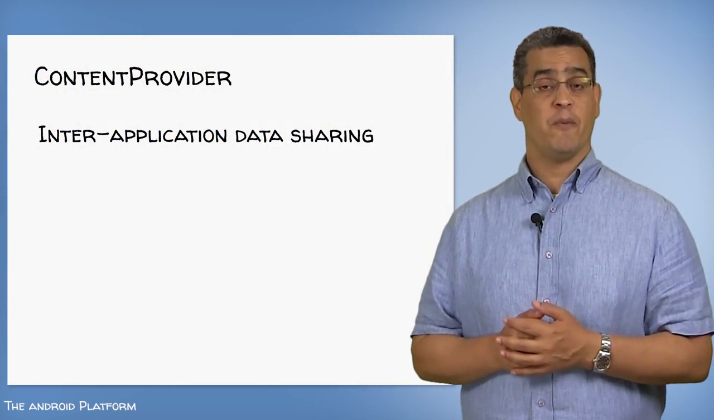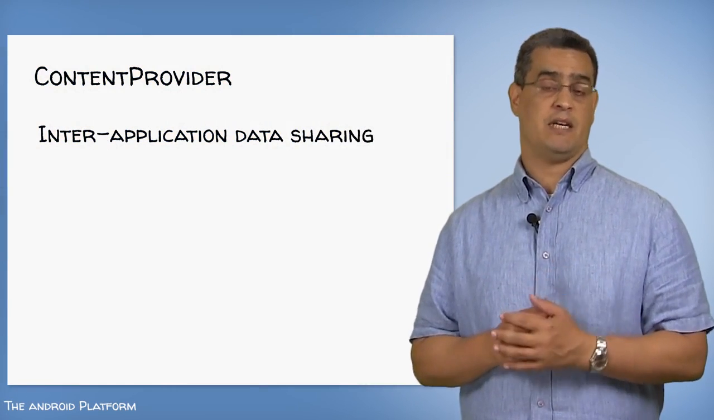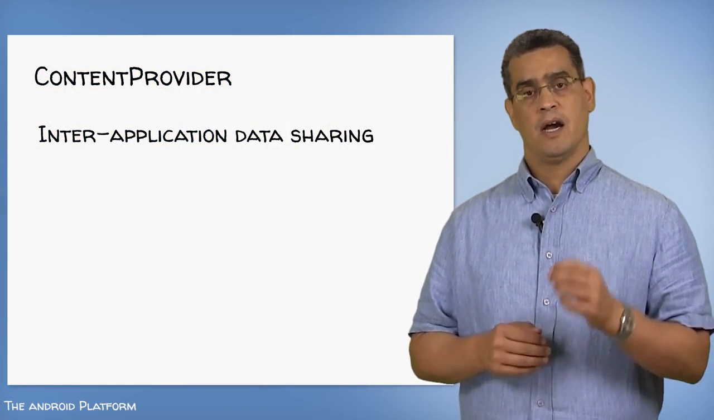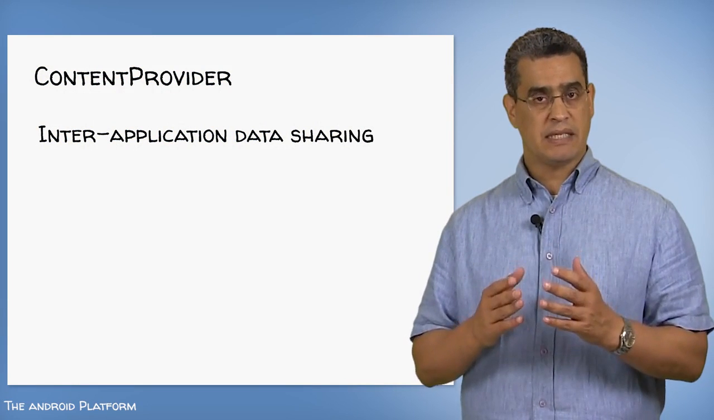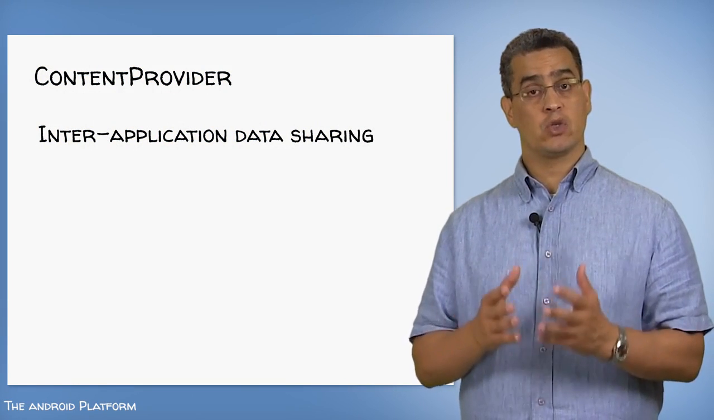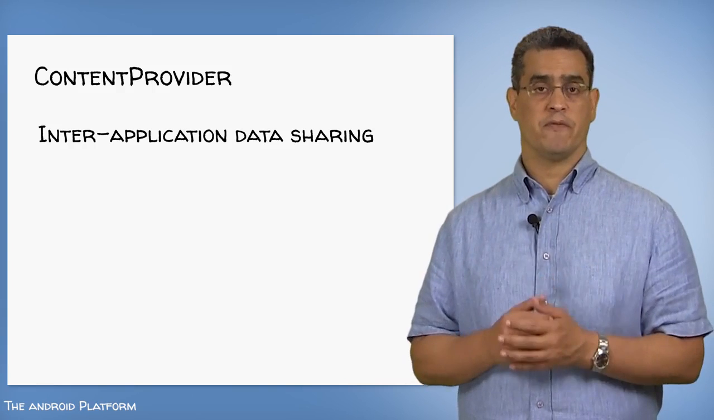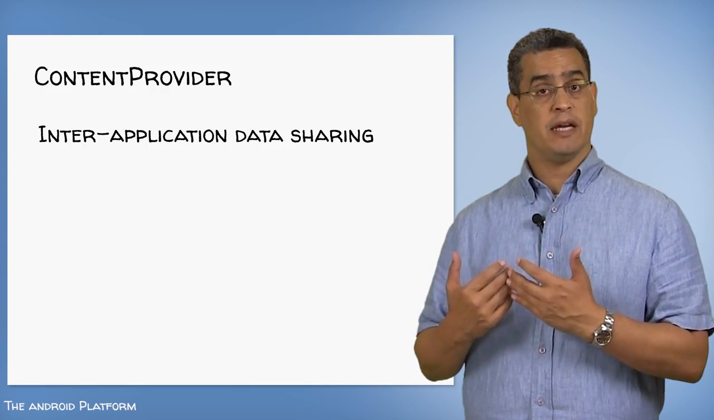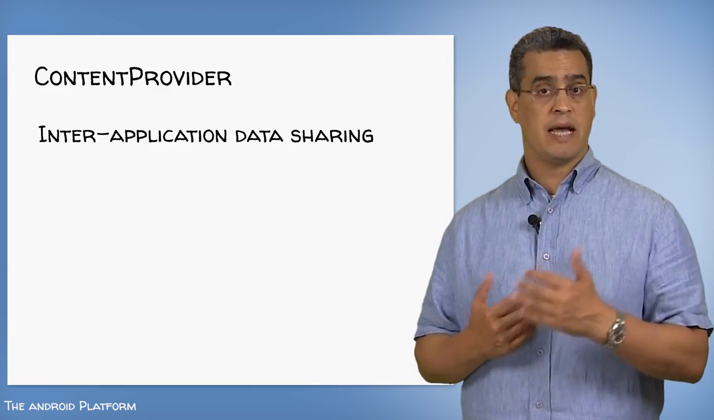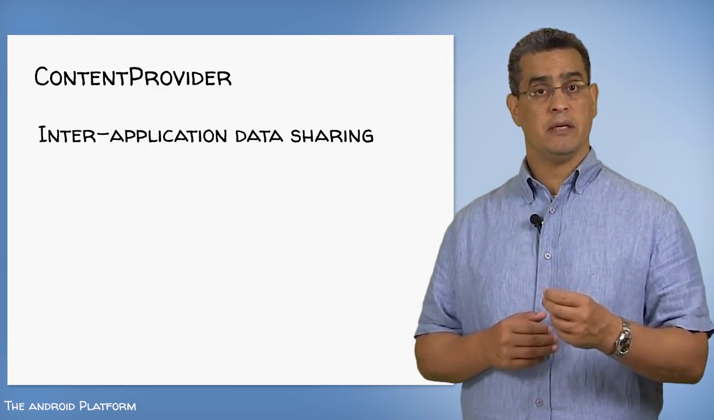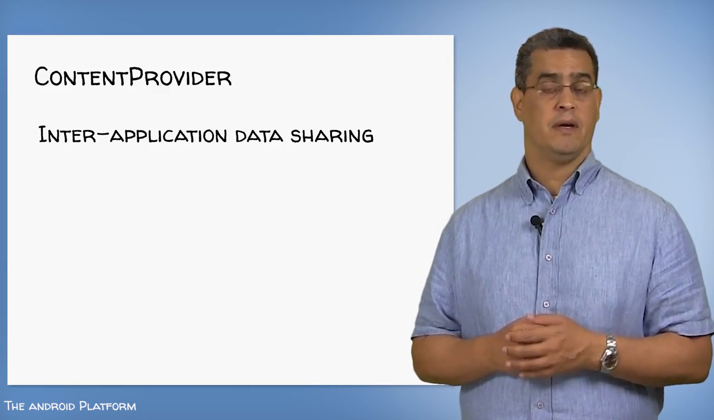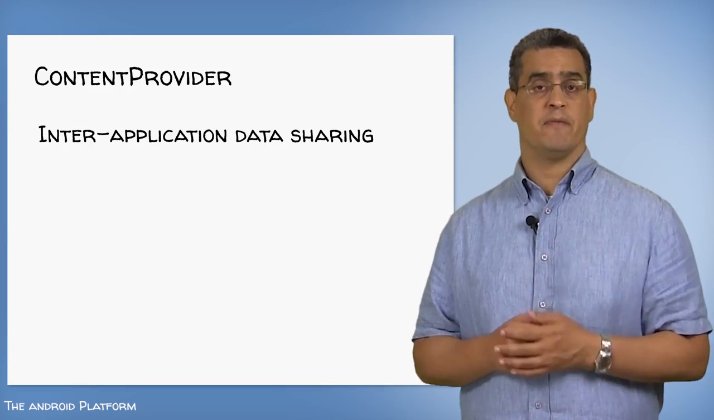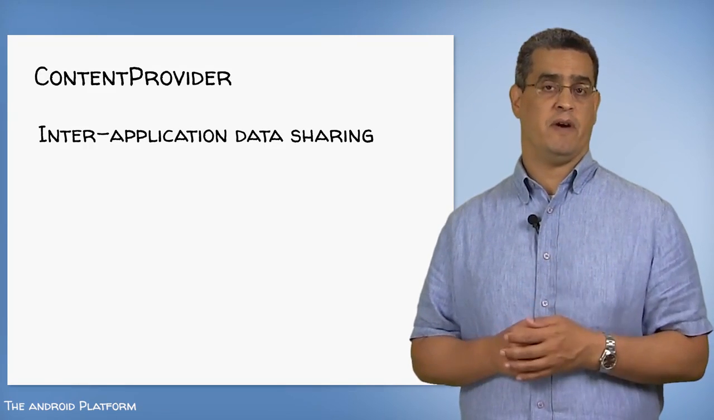Another application framework component implements content providers. Content providers are essentially databases that allow applications to store and share structured information. For example, here we see that the Phone application can access stored contact information and use it to dial a phone number. And it can do that because the contact information is stored in a content provider.